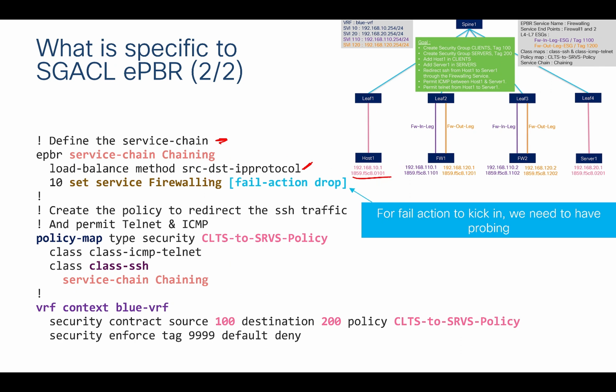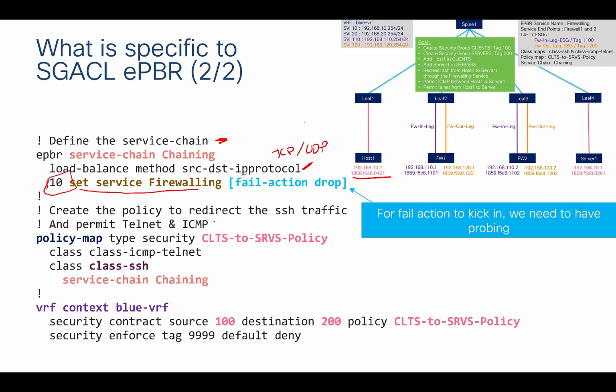So here we are using the most granular possibility, which is using the IP source and destination, as well as the source and destination protocol and the ports. So here it is TCP or UDP, the L4. Okay. And we are giving the set service firewalling. So we have, again, just one sequence number because we are having just one service inside our chain.